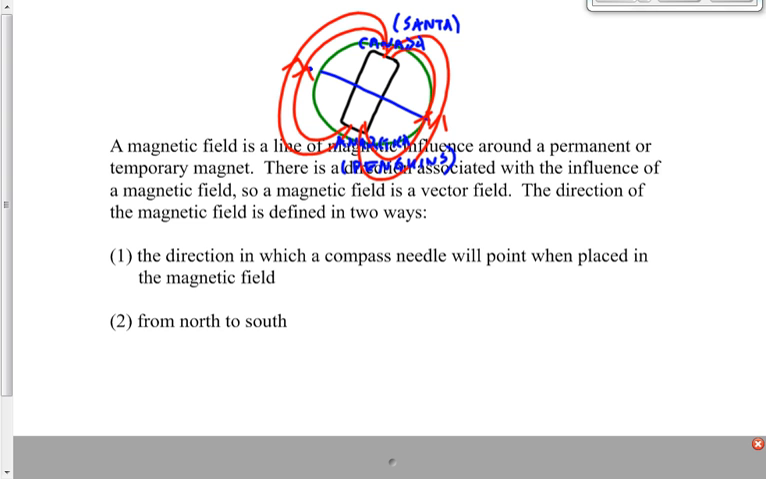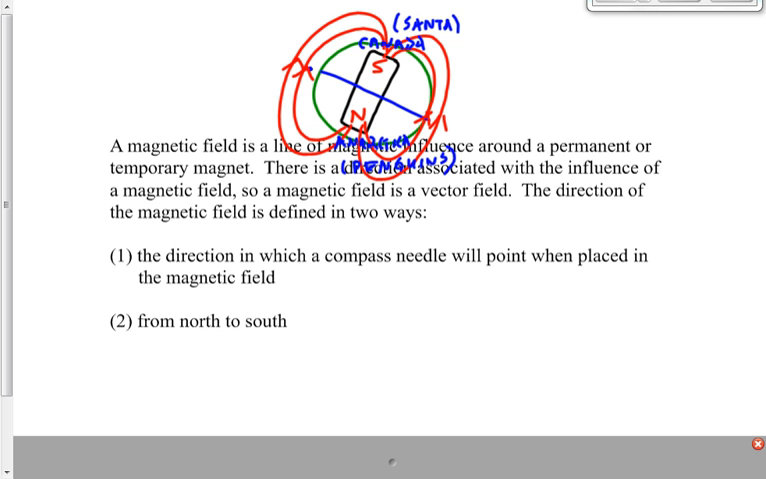What are the two ways that we just defined direction of magnetic field as? The way that a compass points when placed in the field, and from north to south, right? From north to south. So what does that tell us? It tells us that, brace yourselves here, Santa Claus does not live in the North Pole. Santa Claus lives in the South Pole. What? Doesn't make any sense.